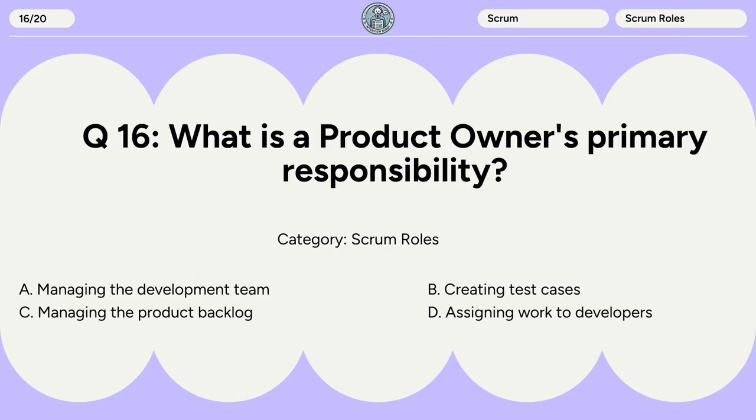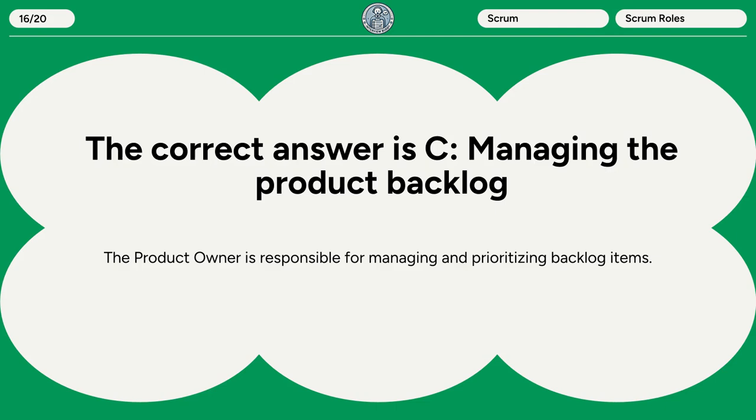Question 16. What is a product owner's primary responsibility? A. Managing the development team. B. Creating test cases. C. Managing the product backlog. D. Assigning work to developers. The correct answer is C. Managing the product backlog. The product owner is responsible for managing and prioritizing backlog items.